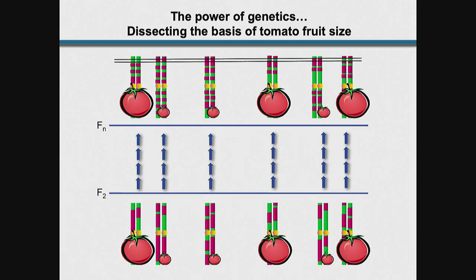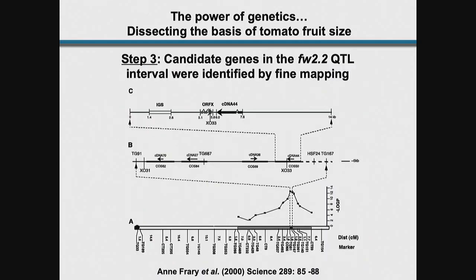Okay? All right. Now, Frary and colleagues did this. They created recombinant inbred lines, each with a crossover, some with crossovers near the QTL. And this is what allowed for fine mapping of traits like this. And I will explain that process in a schematic in the next several slides, okay?